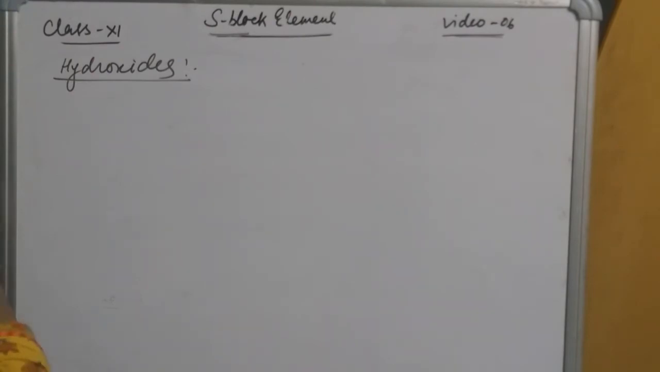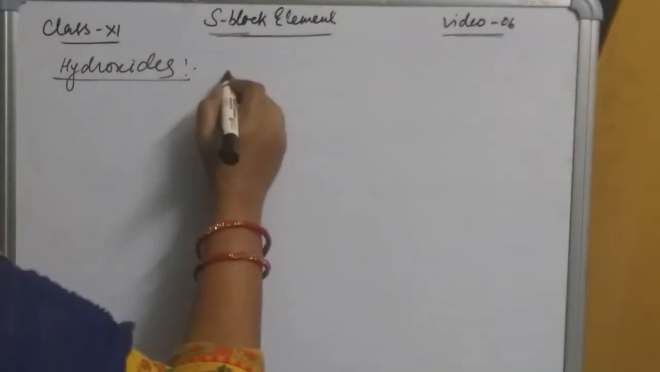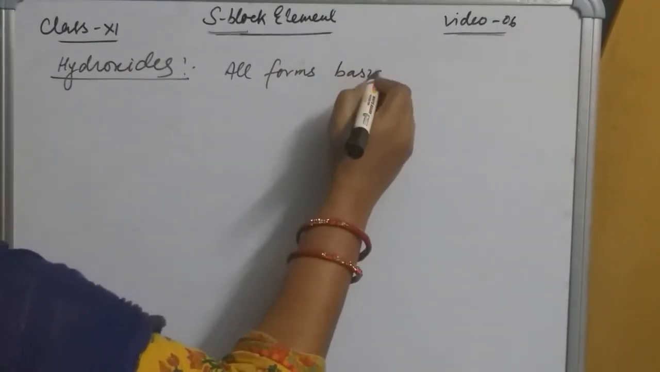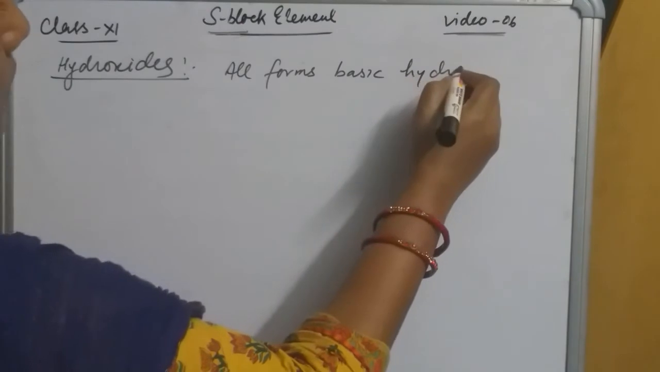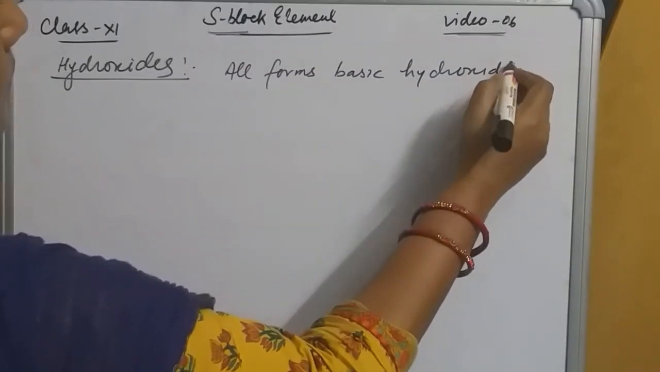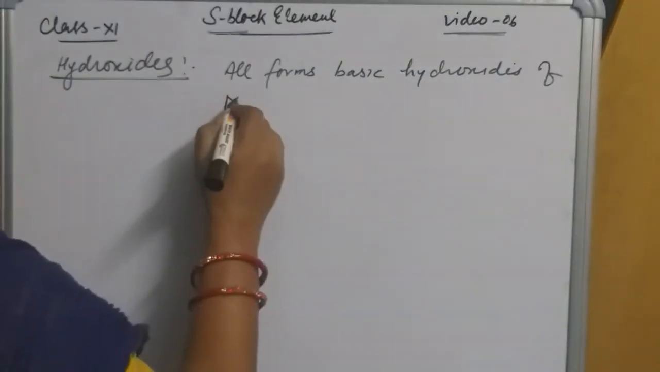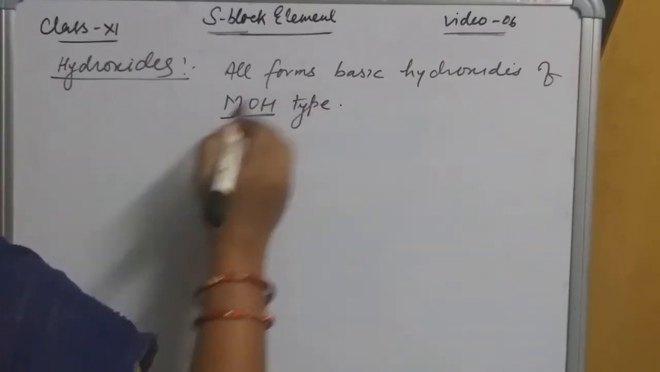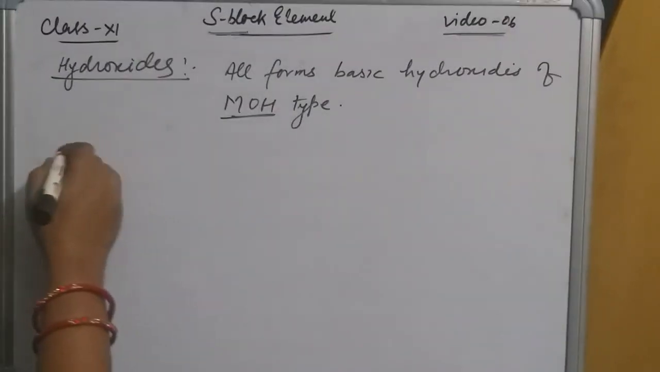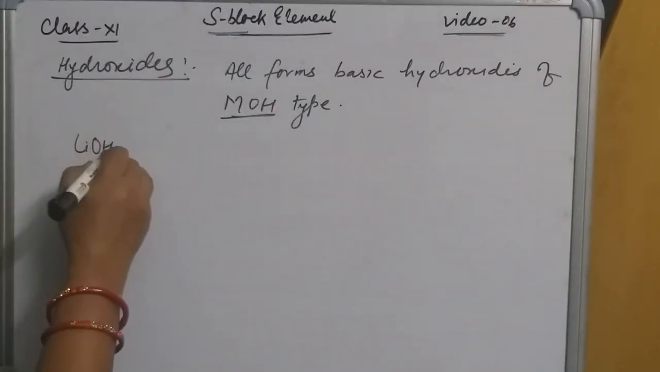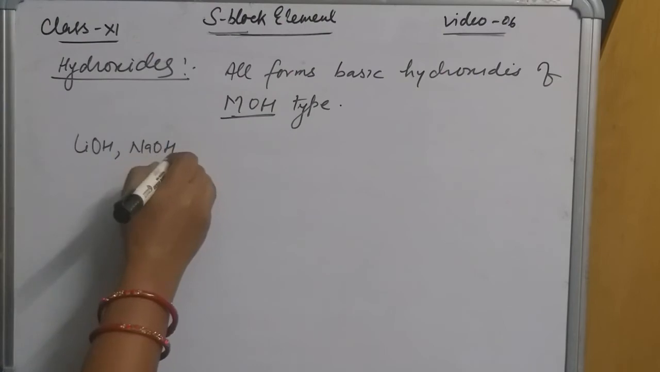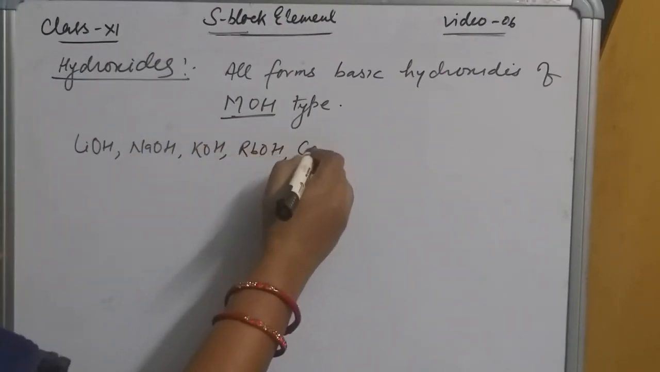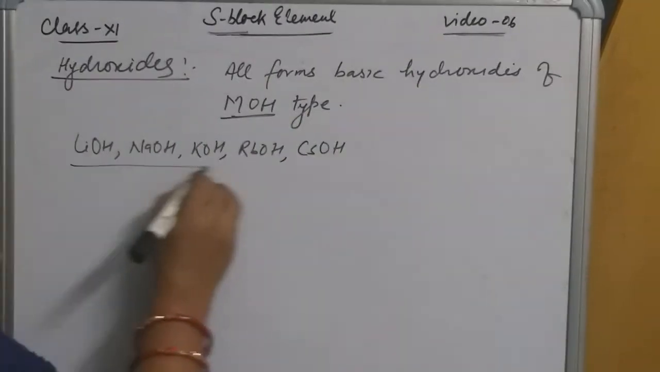All alkali metals form basic hydroxides of MOH type. For example, lithium hydroxide, sodium hydroxide, potassium hydroxide, rubidium hydroxide, and cesium hydroxide.